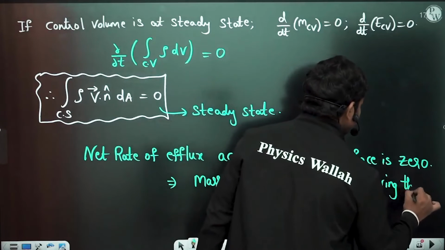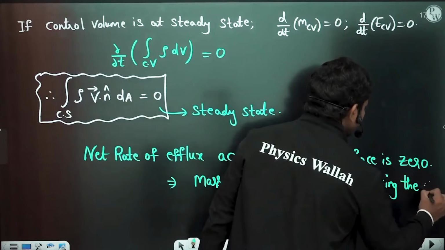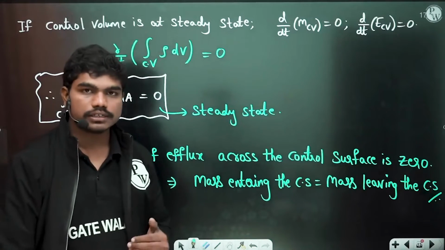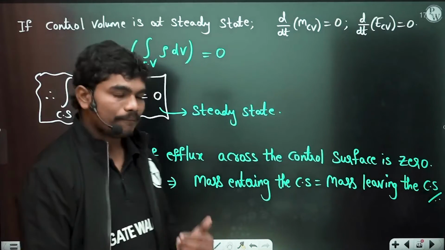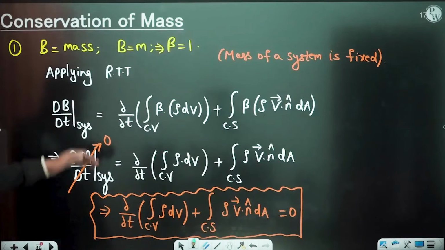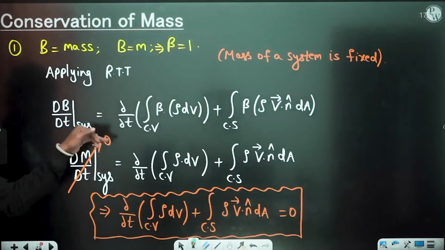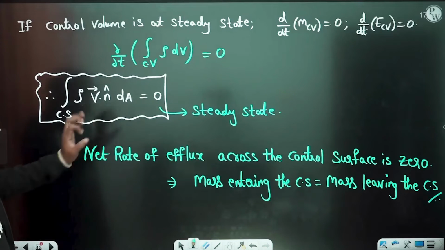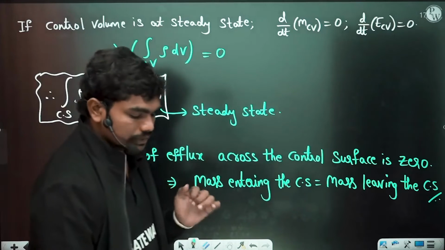Okay, so this is equal to the mass leaving the control surface. Clear? So this is the net understanding of the Reynolds Transport Theorem when you apply it for the mass. Okay, so you see we got this understanding. So from this understanding, this rate of mass of the system is actually 0. So this is equal to all the things that you have taken. Okay, so these are basically the cases.